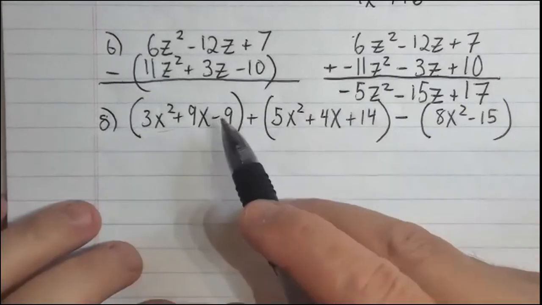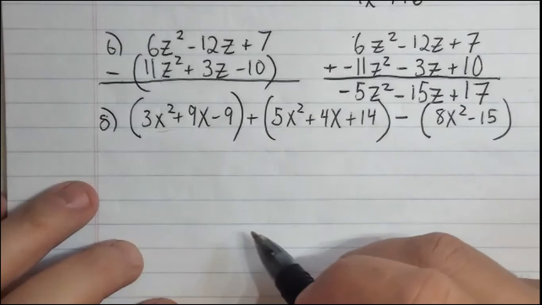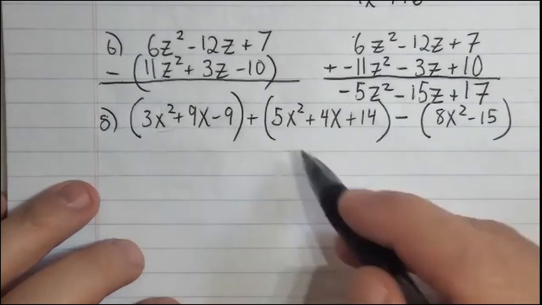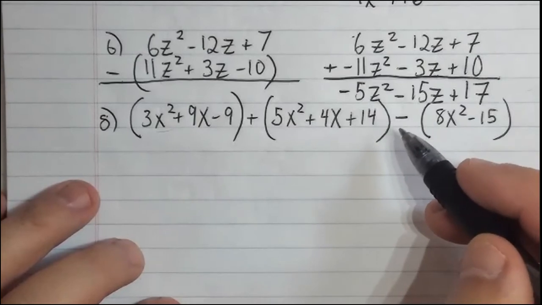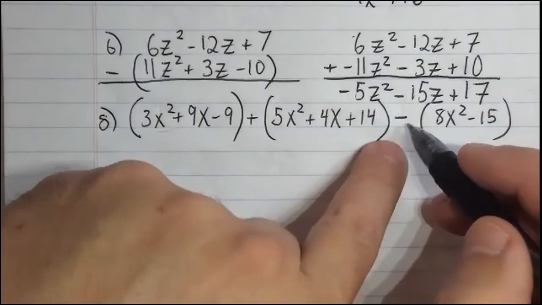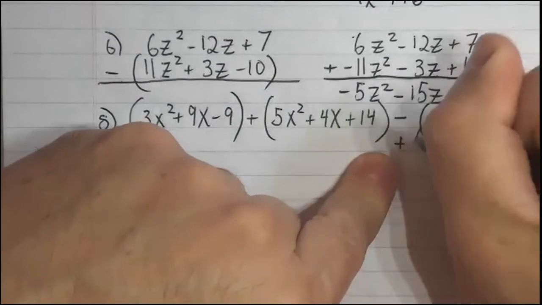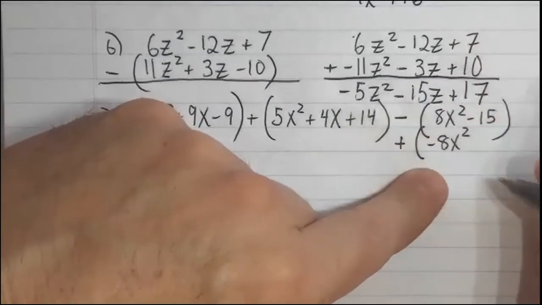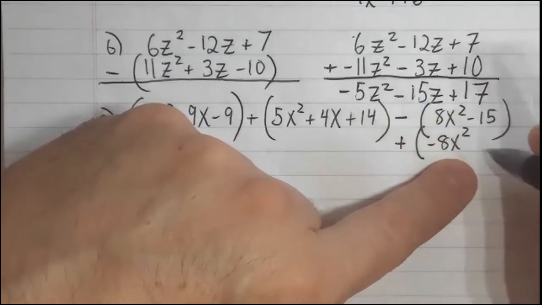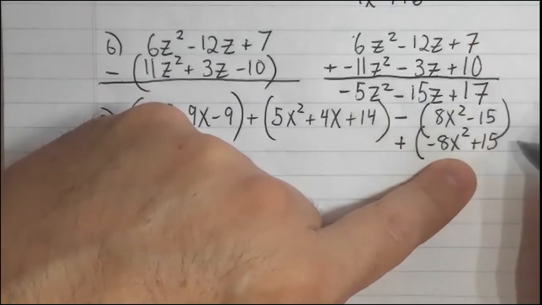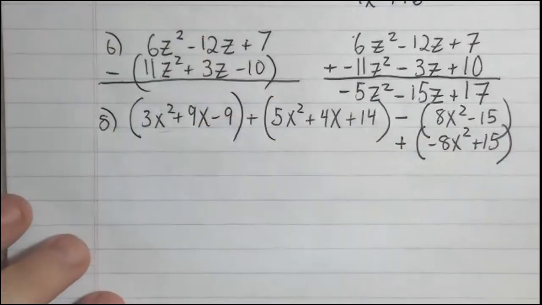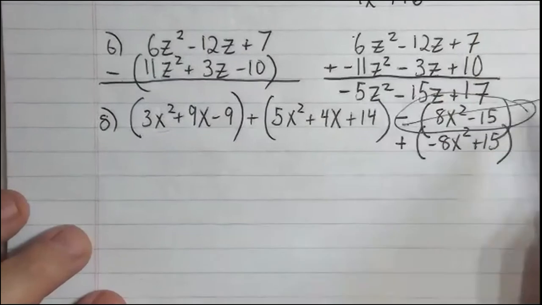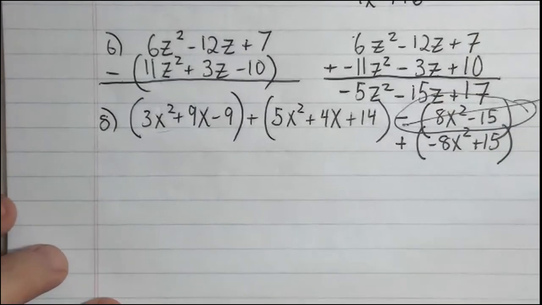So what I would want to do, and eventually I'm going to reset this vertically, is change this to all addition. So I got additions here, nothing to worry about, but that one right there has to be changed. Okay, so that subtraction turns into addition. That 8x squared will turn into a negative 8x squared, and the minus 15 will turn into a plus 15. All right, so I just rewrote this little part here. So now it's all addition.